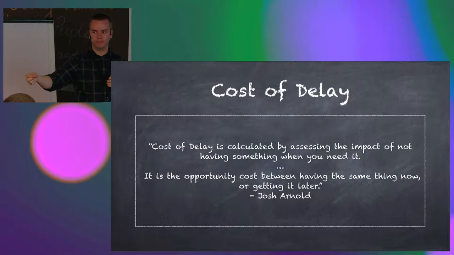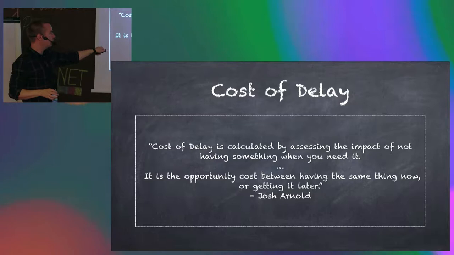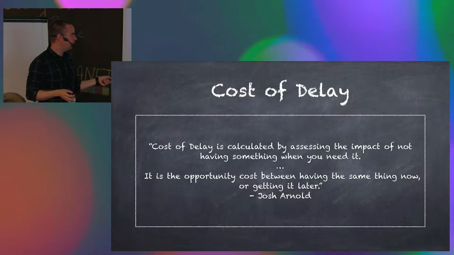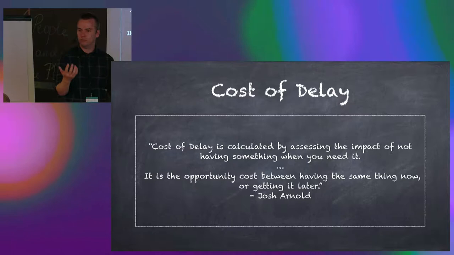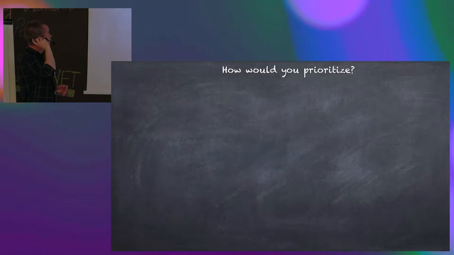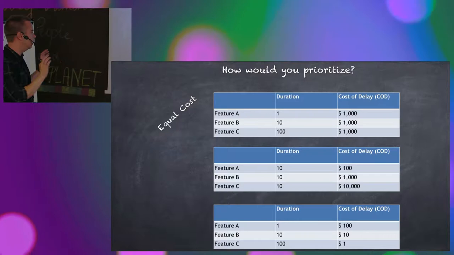So it's calculated by the impact of not having something that you need right now, or what is the cost between having the same thing now or later? Should I have it now or should I have it later? This is cost of delay. Okay, and here, just one to try to exemplify.